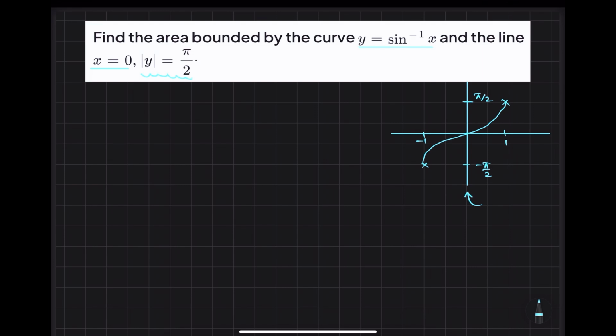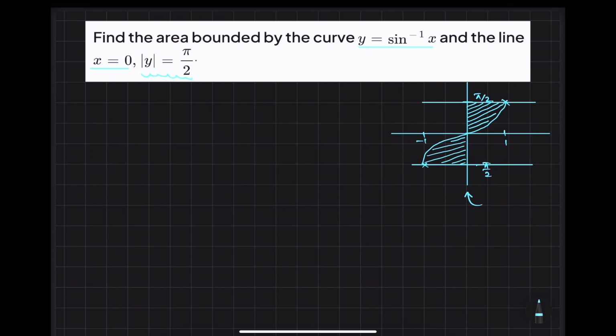Mod y equals pi by 2 means what? y equals plus minus pi by 2, that is y equals pi by 2 and y equals minus pi by 2. This means we are interested in finding the area of this region. So this is the required area.